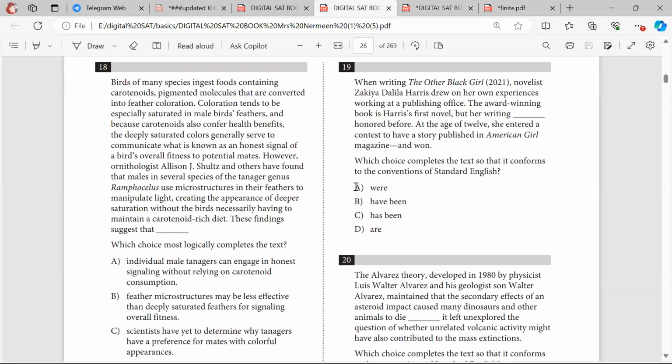Look at this example, number 19. We have here where, have been, has been, and are. All of them are finite verbs because they can act as main verbs and they all can show a tense. But we notice something, that 3 of the options are plural. This is plural, this is plural, and this is plural, and only one is singular.